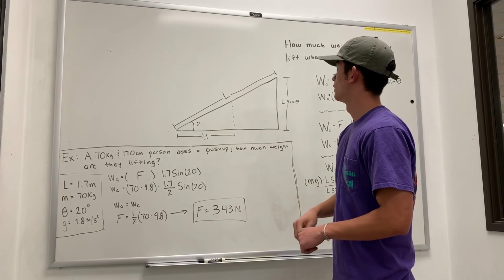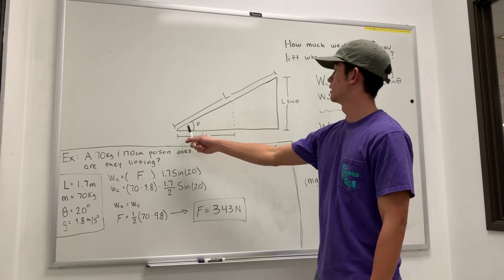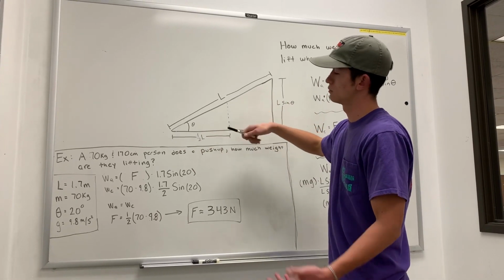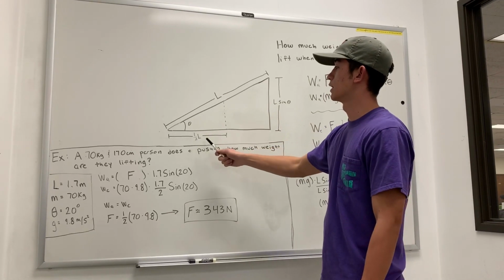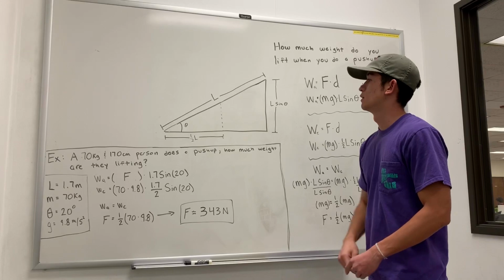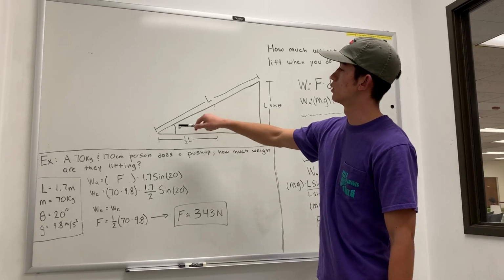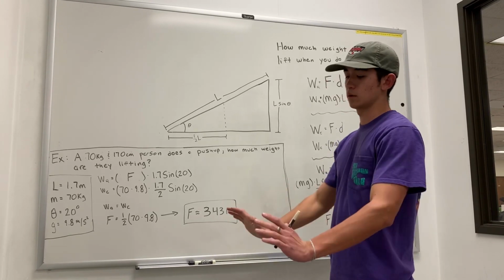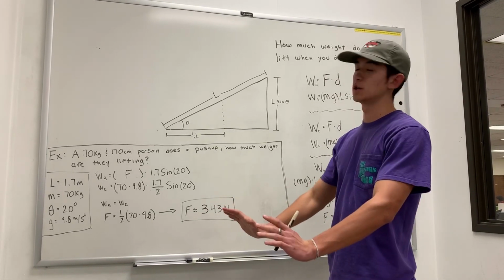The way we got this is we labeled the center of gravity, and we basically, give or take, made it half the length from the feet to the arms. And then this angle right here, this theta, would be the angle of how high the human would be after doing a push-up.